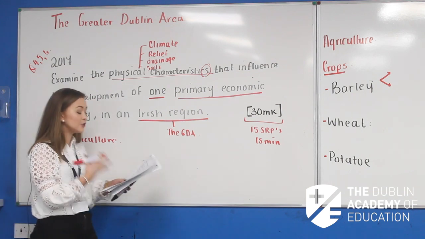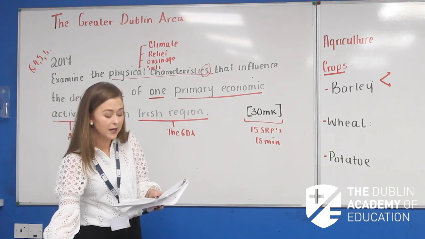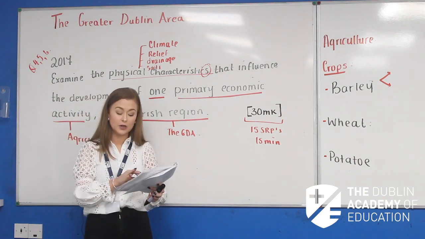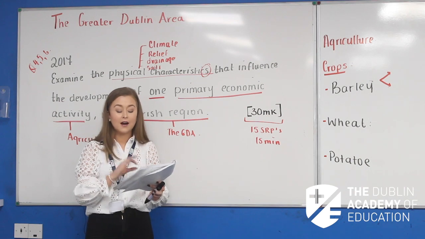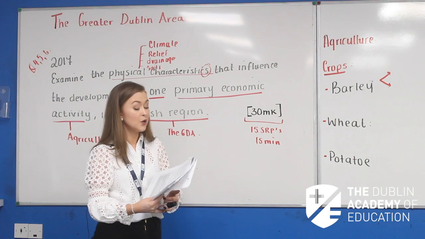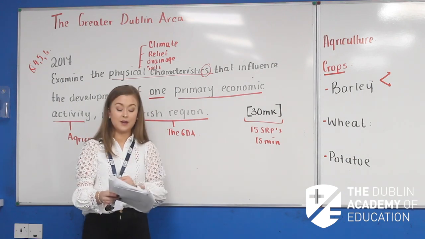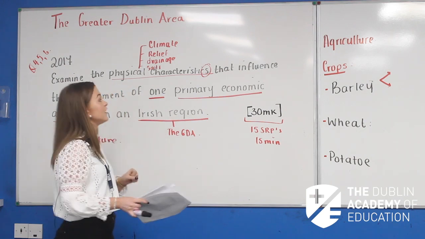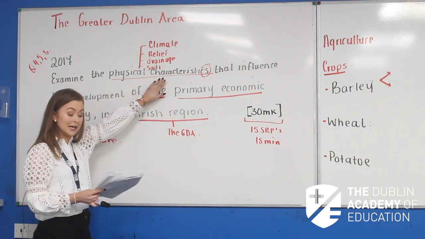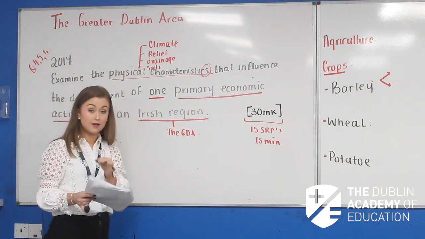Now have a look at the 2014 question for a second. So that's on page number 9. So here, account for the development of, highlight the word agriculture, in a, highlight the word Irish region, above it pop down GDA, that you have studied. With reference to, highlight the word to, 2 of the following. Here on this 2014 question, they give you 2 physical characteristics. They give you relief and climate, and they also say market.